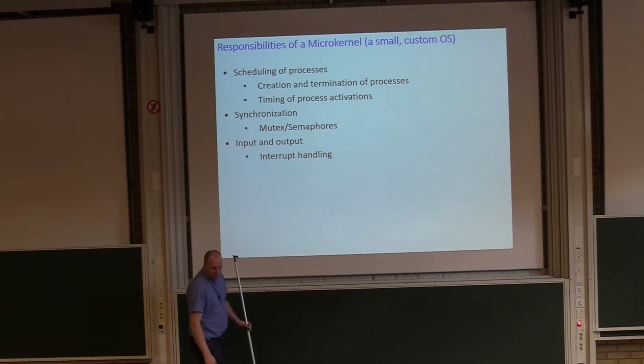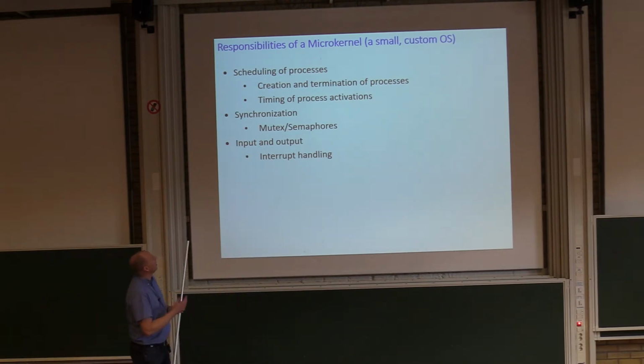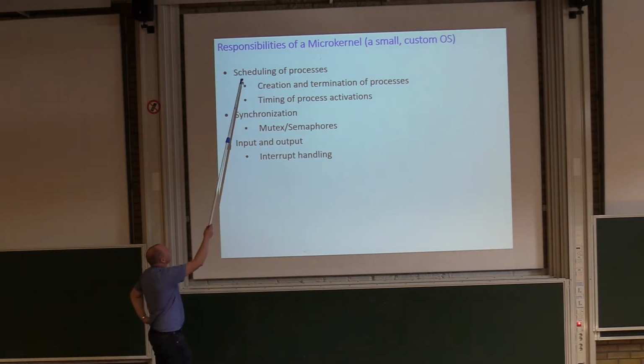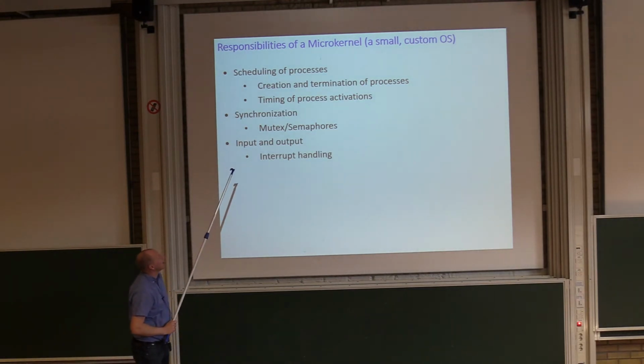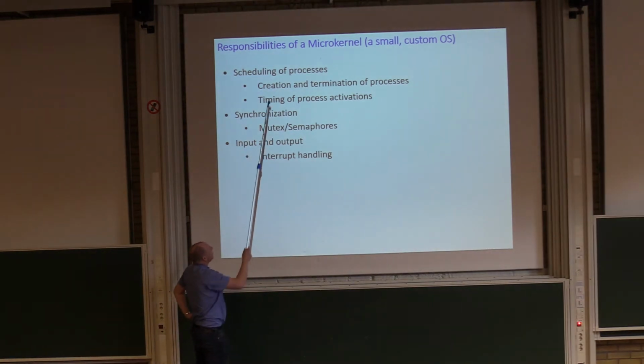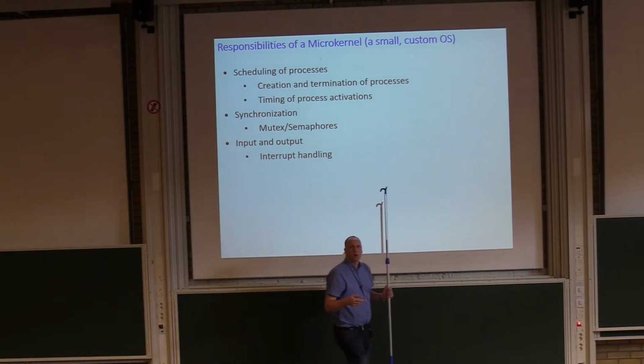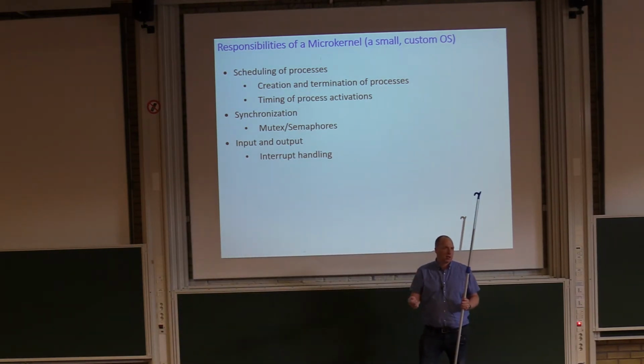Yeah. So we will talk about a microkernel. A microkernel, in this case, is a very tiny operating system. And these microkernels are used to implement real-time operating systems. A very important task of these microkernels is the scheduling of processes. With a microkernel, you will have services for starting up new processes or threads.